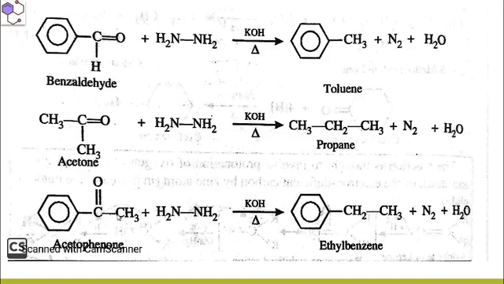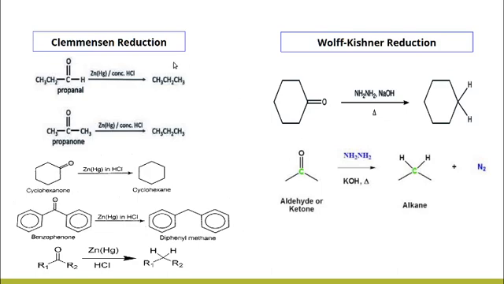Then acetophenone, on treating with hydrazine and KOH, we will get ethylbenzene. So think about the reactant and product. If we have a carbonyl group in the reactant and it gets reduced in the product, we have to use the method of Wolff-Kishner reduction or Clemmensen reduction. That's all about the Wolff-Kishner reduction. Now let us conclude the Clemmensen reduction and Wolff-Kishner reduction.